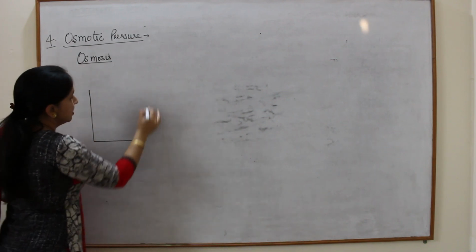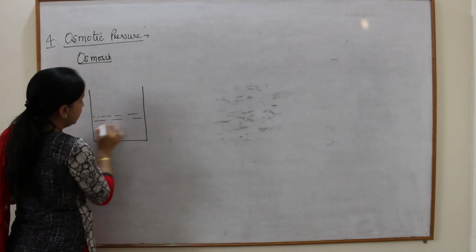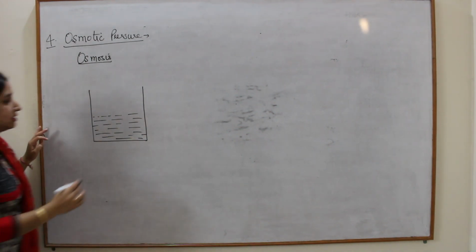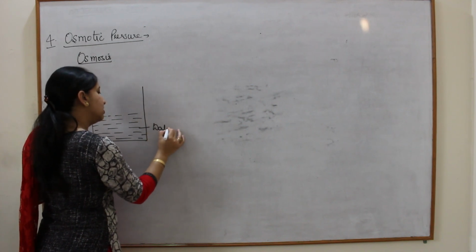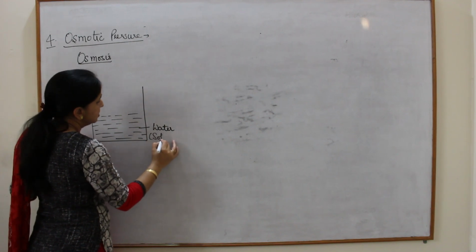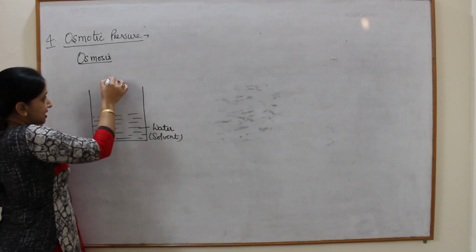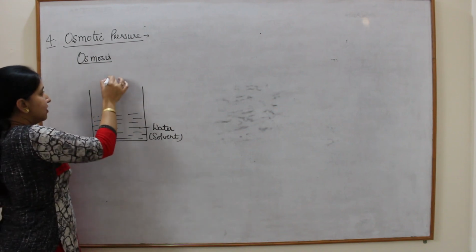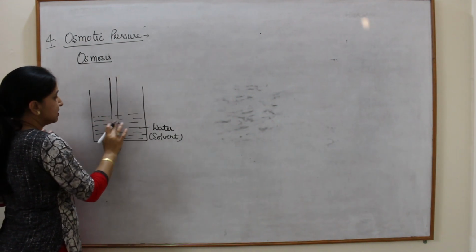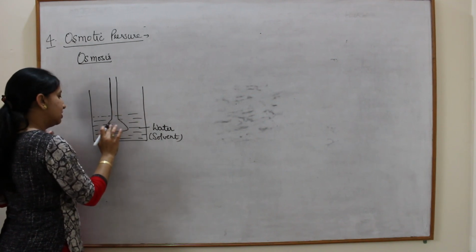For example, we have a vessel, and in this vessel we have taken pure water. So what is this? This is pure water, nothing is mixed in it. So simply we can say this is your solvent. In this water we have kept an inverted funnel. In labs you have seen the funnel. For example, this is your funnel.